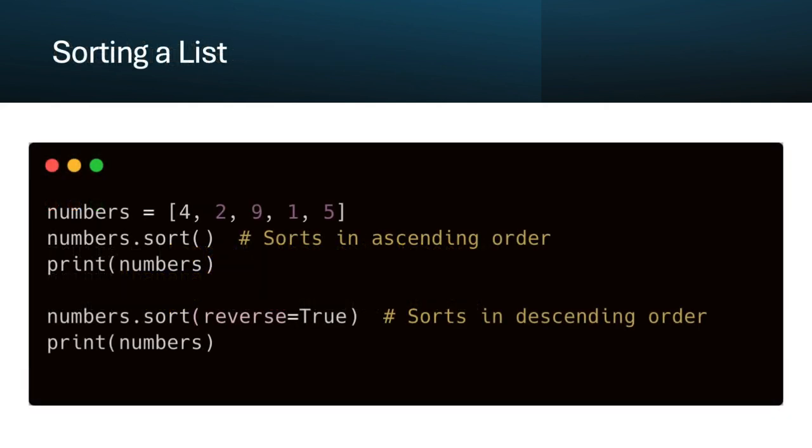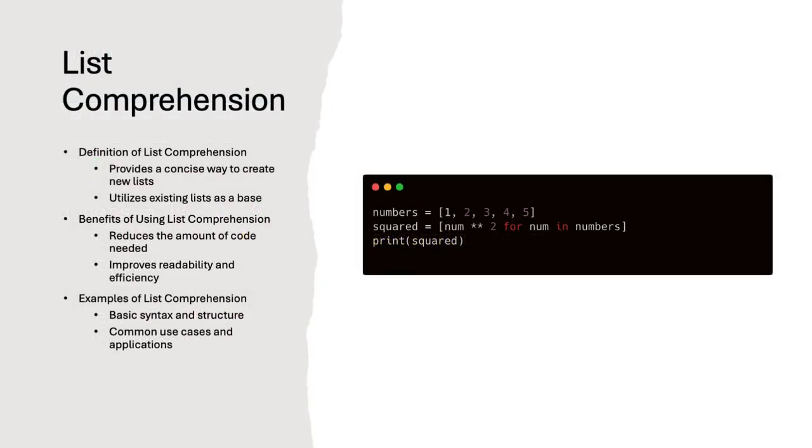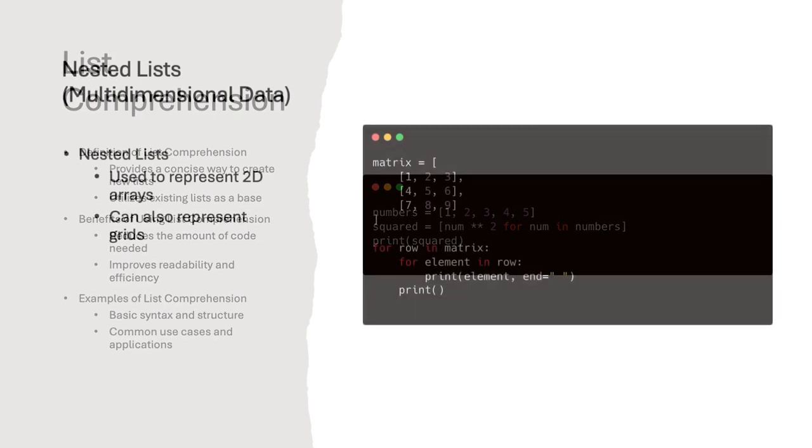Python has a built-in sort mechanism for lists. This code demonstrates how to use it. List comprehension offers a concise method to create new lists from existing ones. It reduces code length, enhances readability, and improves efficiency. Examples include basic syntax and common applications.